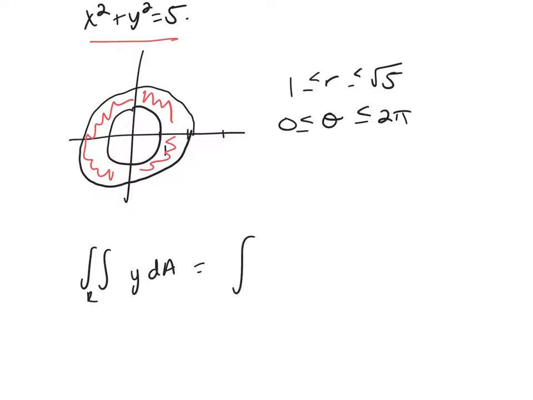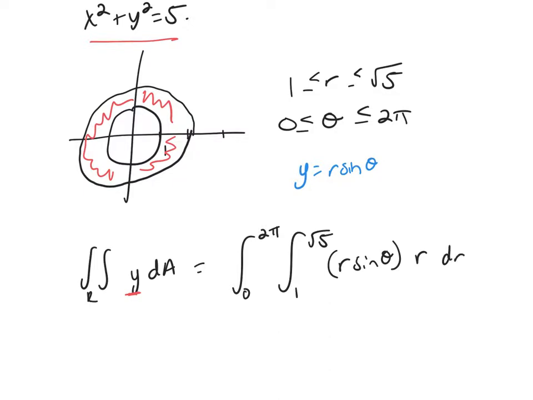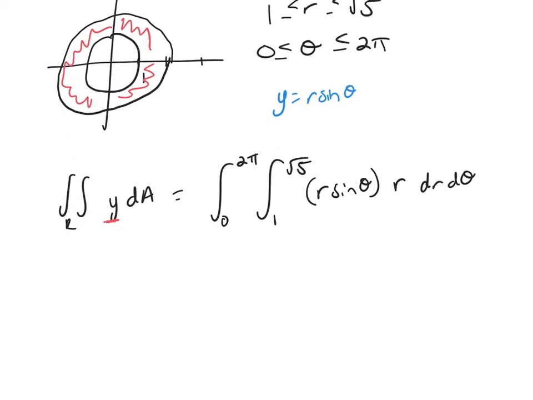So you're going to switch, so theta goes from 0 to 2 pi, r goes from 1 to square root of 5. Now you have to switch y into polar coordinates, but remember y is r sine theta. So this will be r sine theta. And then when you're switching to polar coordinates, you get an extra r, dr d theta. So now I'm getting the integral from 0 to 2 pi, 1 to square root of 5, r squared sine theta dr d theta.